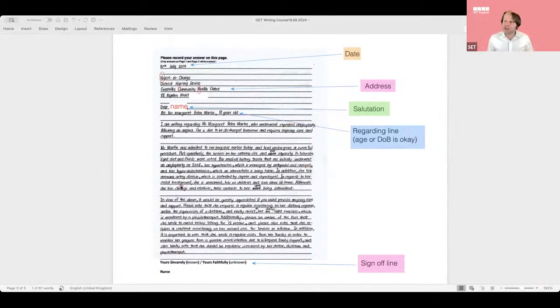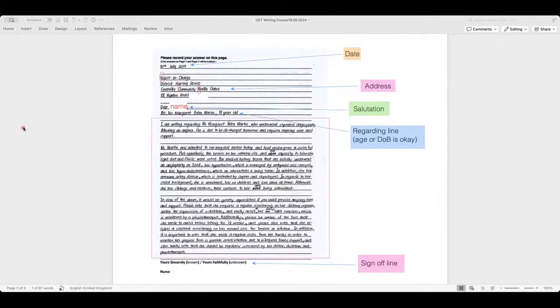Where does the word count start? From the body of the letter. Will they count these words here? No. Guys, no, your word count starts here, from the introduction to the request.